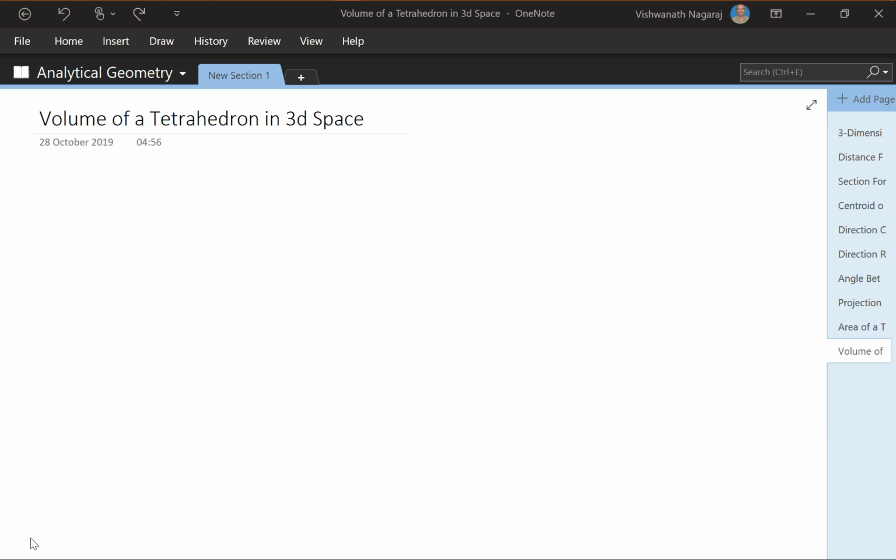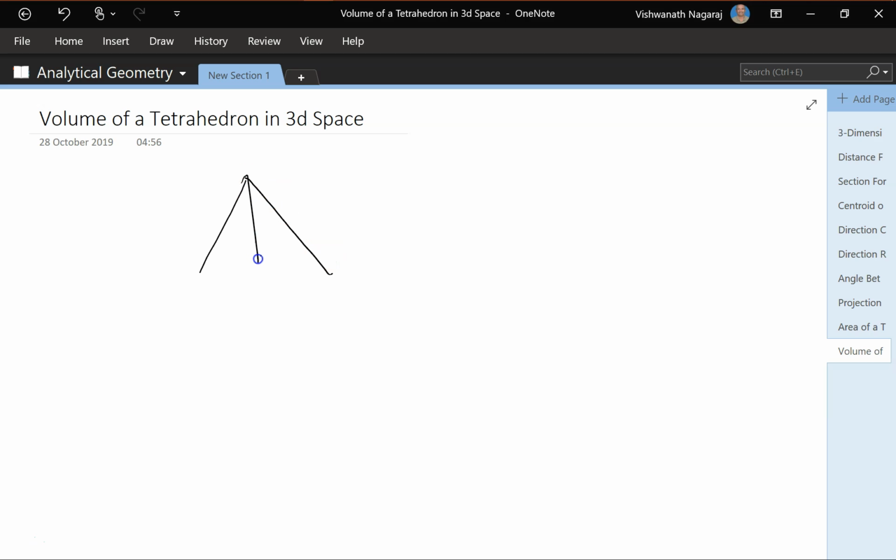In the previous video, we have seen the area of a triangle. Now let's look at the volume of a tetrahedron. How does a tetrahedron look? Something like this. Imagine this point is behind and this is in front. Let's say this is A, B, C, D.